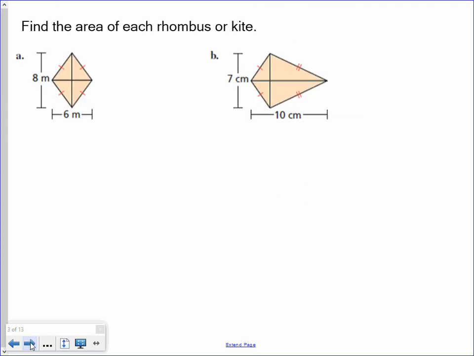So a couple of really straightforward examples here. The first one, one diagonal is 6, and the other diagonal is 8. So when we take the area, we multiply the diagonals and cut it in half, and we get 24. 8 times 6 is 48, and then half of 48 is 24, and this is area, so it'll be units squared.